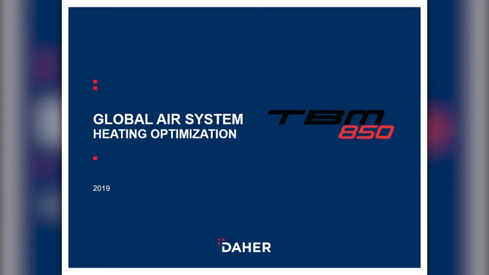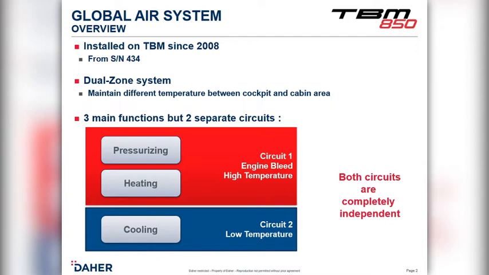Today we are going to talk about the Global Air System Heating Optimization for the TBM 850. The Global Air System was installed on TBM since 2008 from serial number 434. It's a dual zone system which maintains different temperatures between the cabin and the cockpit area. It has three main functions, but two separate circuits.